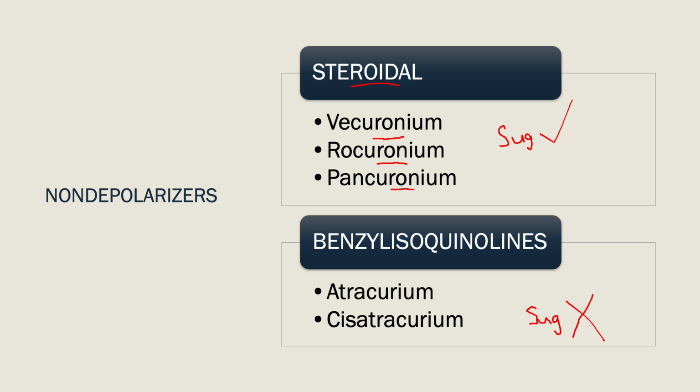Now, cisatracurium or Nimbex, you're probably familiar with it from the ICU days. You use it as an infusion. They're non-depolarizers. They undergo spontaneous degradation and are metabolized through plasma and tissue esterases, and they can be suitable for renal or hepatic impairment. And there's utility behind them, but the majority of the time we're going to be going with our steroidals.